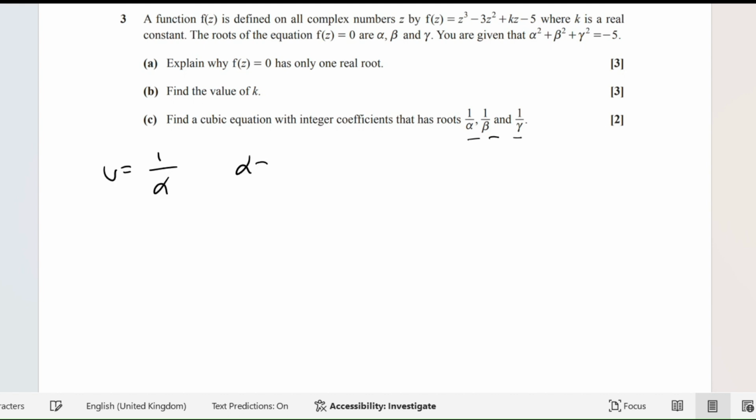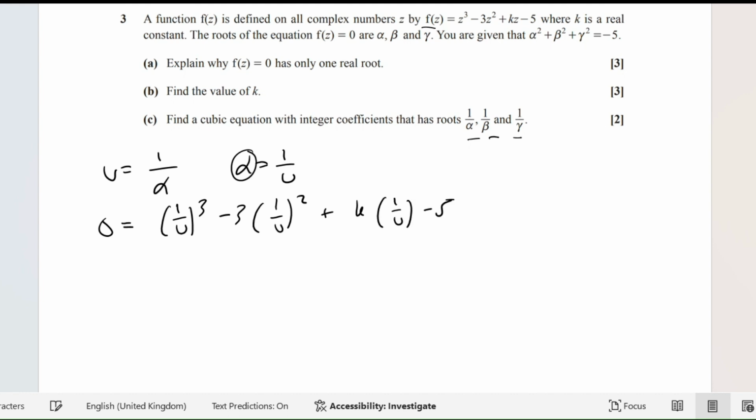So then we know that alpha is equal to 1 over u. Because we know alpha is a root of f of z, you can plug this root into this equation. So you would get 0 equals 1 over u cubed minus 3 times 1 over u squared plus k times 1 over u minus 5. Then this would give us 1 over u cubed equals 0 minus 3 over u squared plus 7 over u, because we know that k is 7 from the previous part, and then minus 5.